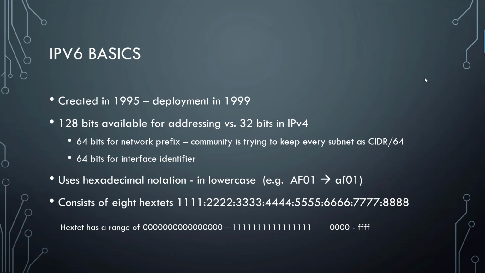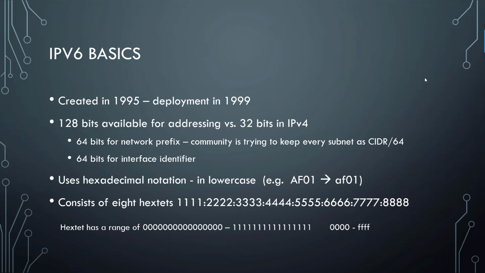The community is trying to keep those 64 bits entirely as the network prefix. There are different CIDR options, or CIDR, depending on how you pronounce it, but they're trying to keep it as /64 as much as possible. Then the other 64 bits is for the interface identifier. They have quit calling them nodes because a node can have more than one IP address, and so therefore they call them interface identifiers.